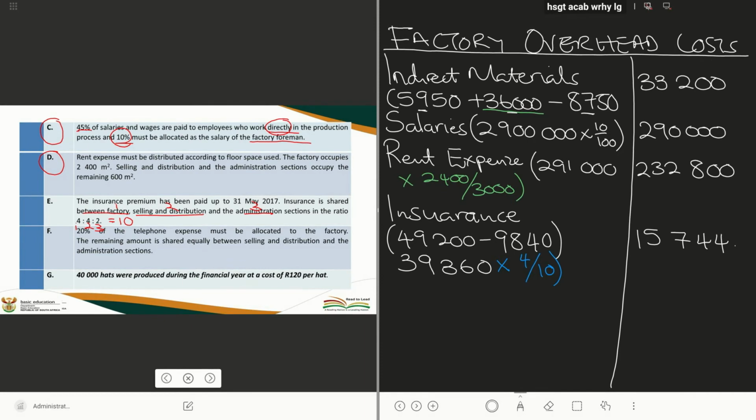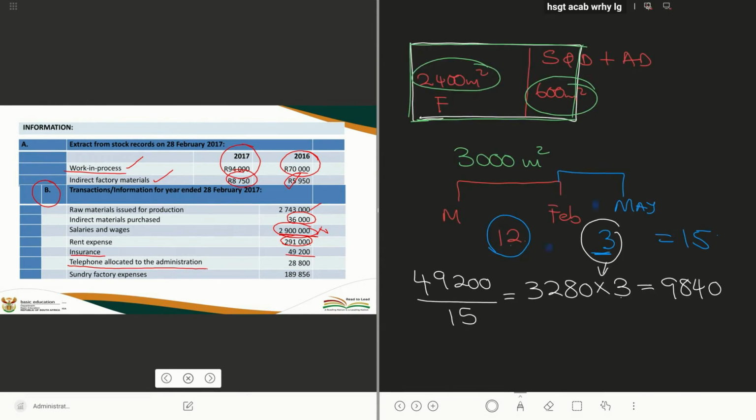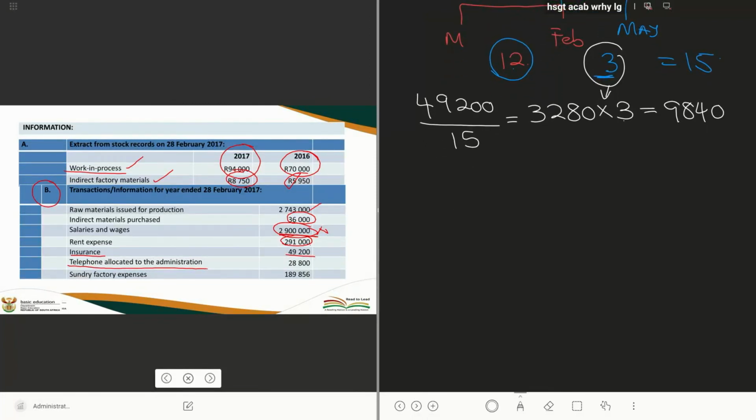The last adjustment that we have, let's see. What are they saying on the list of information? Oh, they said telephone allocated to the administration. But remember here, we don't want administration because we're in the factory overhead. But here they say telephone allocated to the admin is 28,800. So, in other words, we're going to have telephone here. And what they've given us is 28.8. And they have said that this 28.8 is an amount which has to go to the administration.